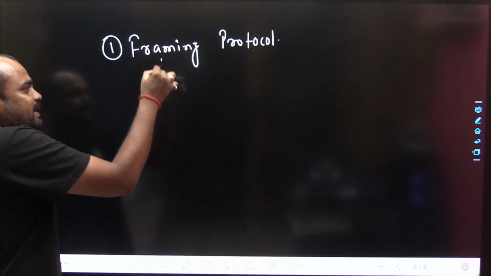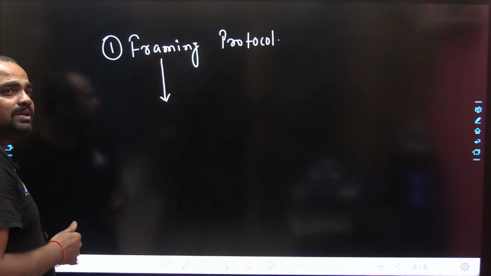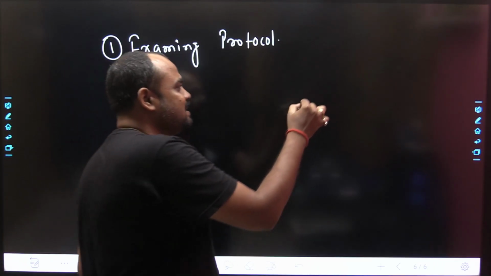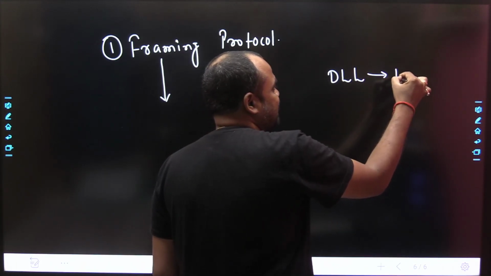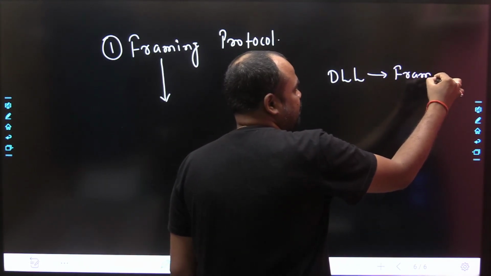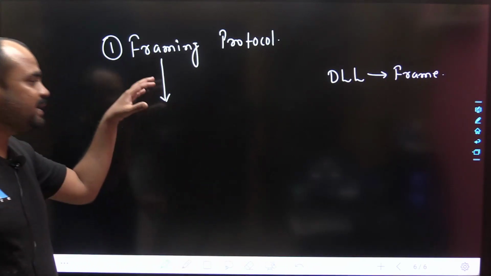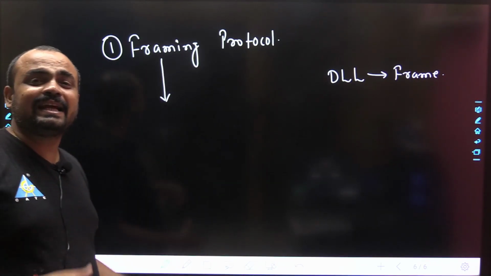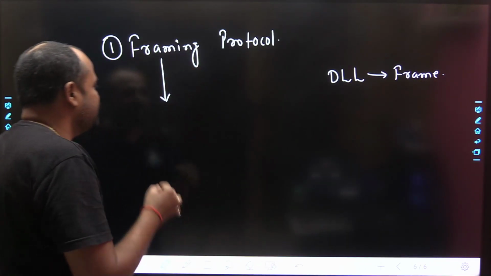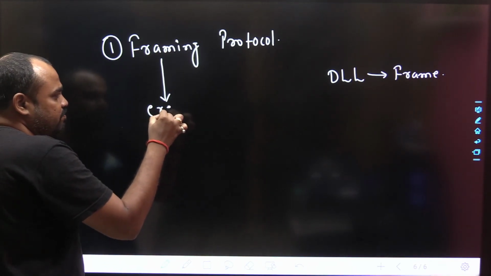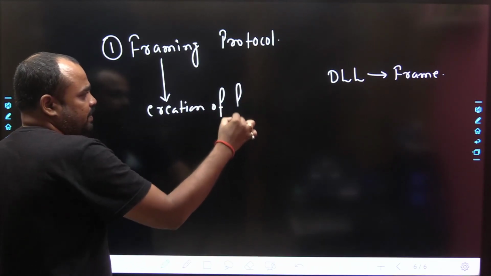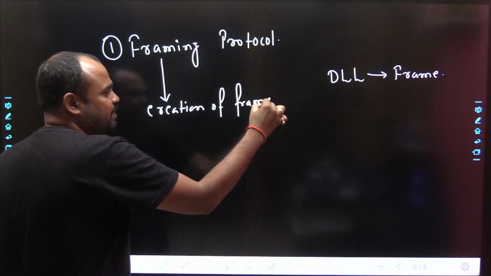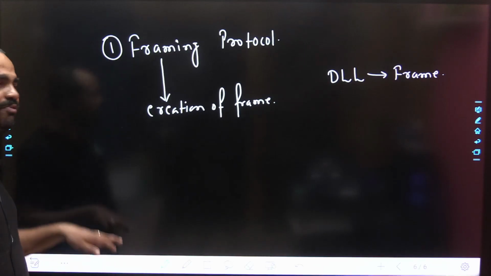So the framing name comes from the frame. See, inside the data link layer we assign the packet name as a frame. So what is the meaning of framing? The meaning of framing is creation of frame. So you can simply say creation of frame. So why is the creation of frames needed? Why is the creation of frames needed?